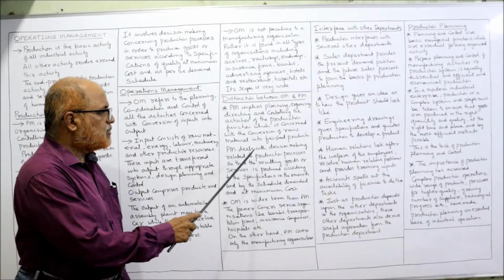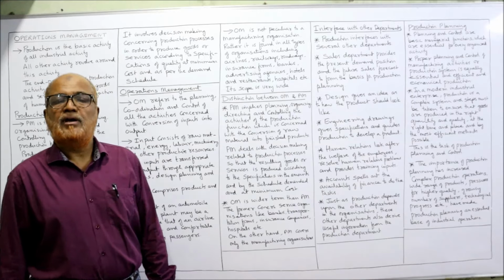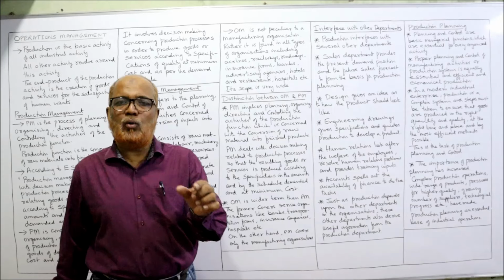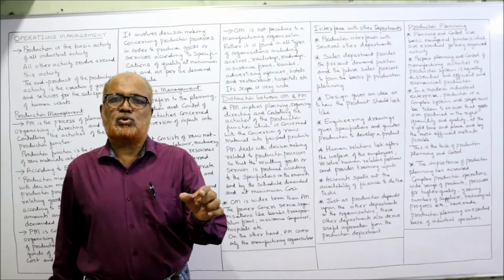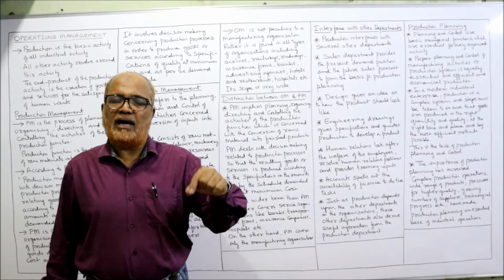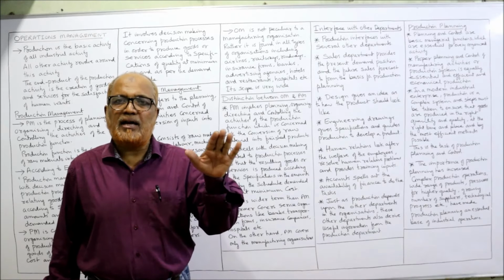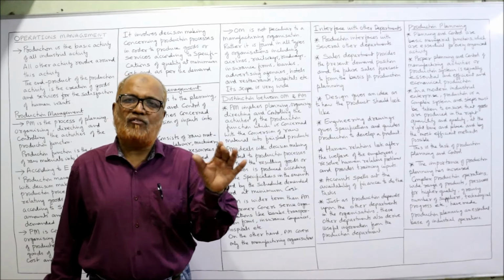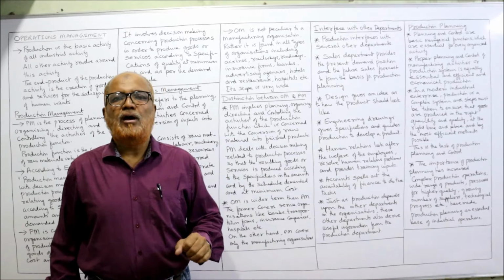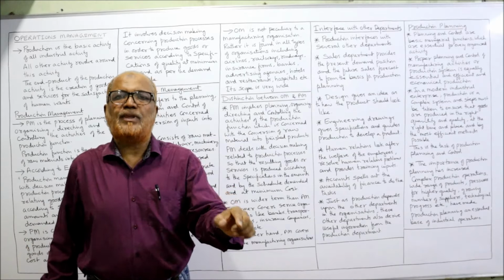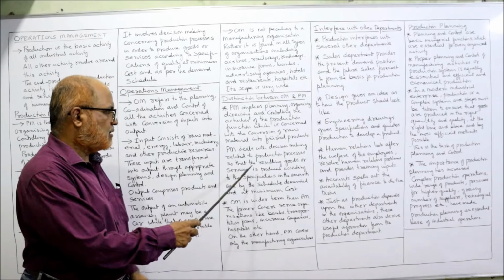Production management deals with decision making relating to the production processes so that the resulting goods are produced at the right quality, right quantity, at the right time, and at the minimum cost. That is the objective of the production function, and all decision making in the production function is production management, right?